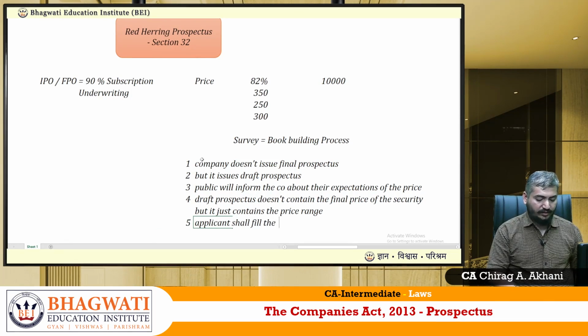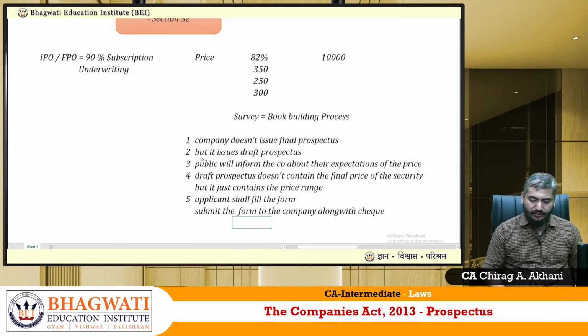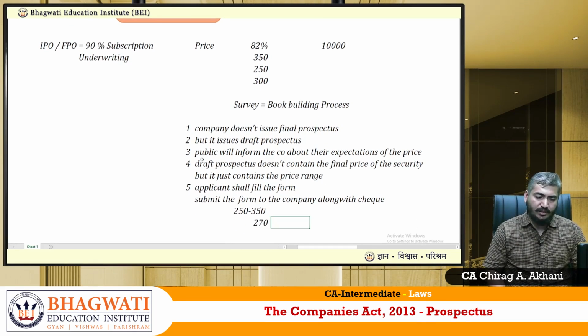shall fill the form. After filling the form, that form will be submitted to the company, along with a check, or along with the payment you want to pay. For example, the price range is somewhere around 250 to 350, and according to my calculation, the company's valuation is somewhere around 270. And at the rate of 270, I want to buy 50,000 shares. Okay, suppose my price is 270. So how much will I pay to the company in the form of a check?